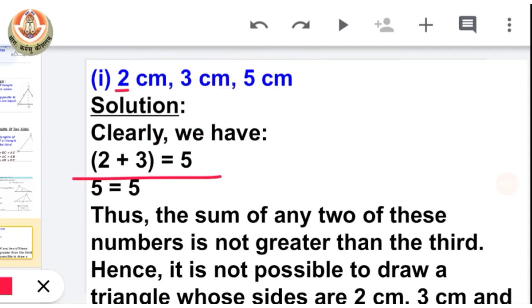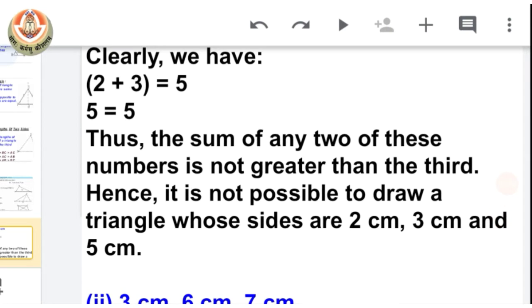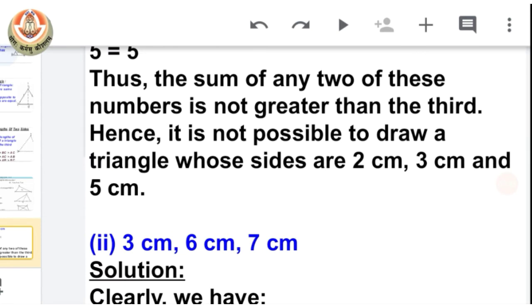So what should be our reason? That the sum of any two sides of these numbers is not greater than the third one, and one of the examples is 2 plus 3 equals 5. So it is not possible to draw a triangle whose sides are 2, 3 and 5.